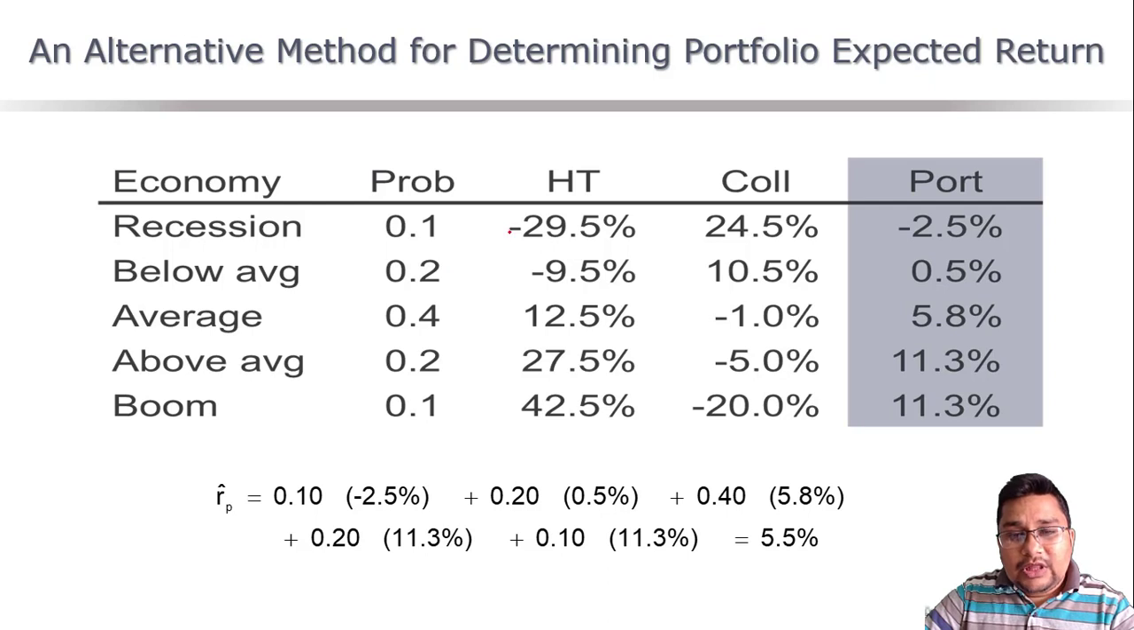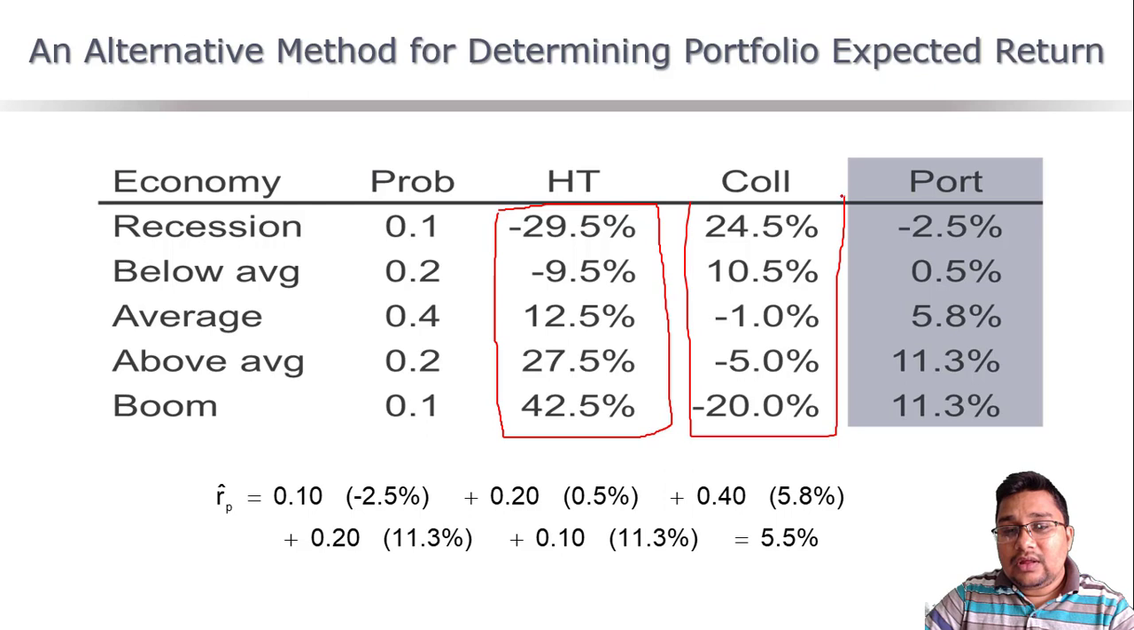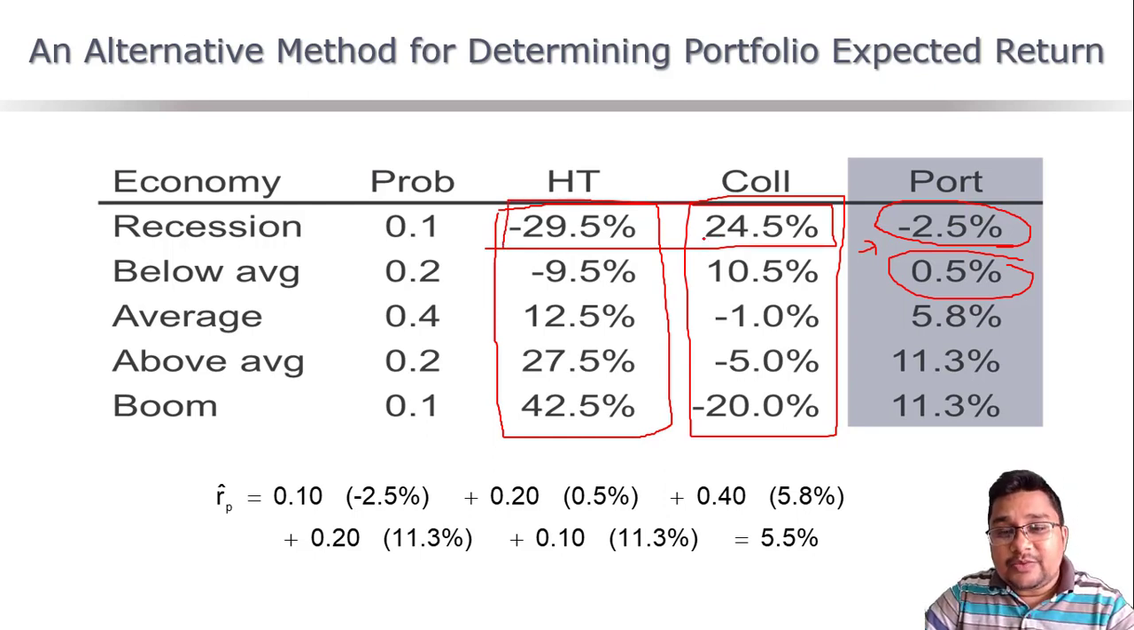If we know the possible returns in different scenarios of the economy for the first security and also for the second security, then we can calculate the portfolio return for each and every scenario separately. So how have we got this minus 2.5%? We have taken the weighted average of these two. That means 50% of minus 29.5% plus 50% of 24.5% equals minus 2.5%.